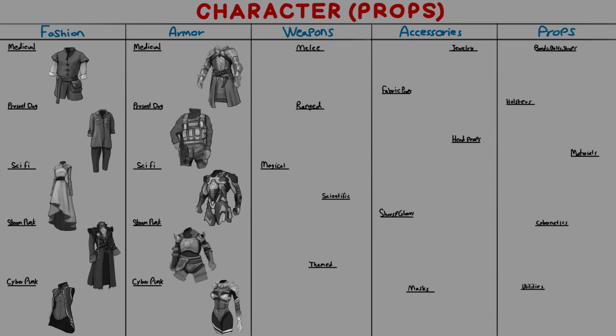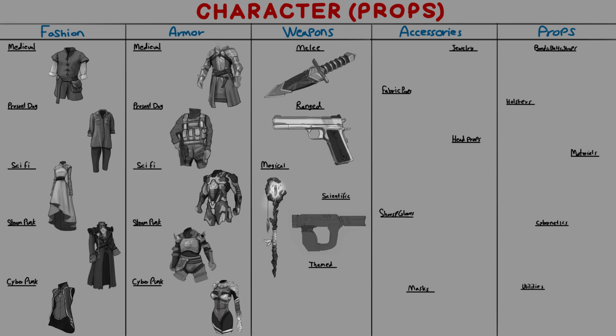We can also do weapons. For example, we have melee weapons like knives, daggers, swords, axes, and so on. Next we have the ranged weapon in all different timelines like guns, bow and arrows, rifles, shotguns, laser weapons, and many more. Magical weapons like mage staff, magic items, magical stones, you get the picture. Scientific weapons. These are not weapons per se, but more like research items, medical items, scanning items, things like that.